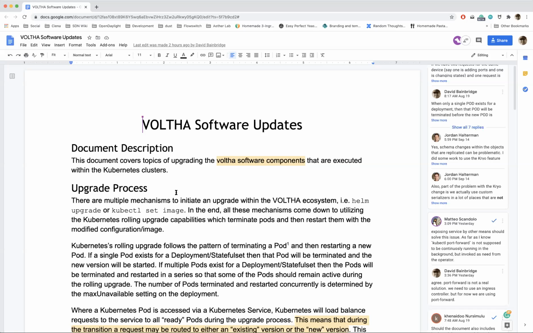Which says to me, honestly, that minor changes for vOLTHA, bug fixes and minor changes, can be done via rolling upgrade without a maintenance window. But a change from version 1 to version 2 to version 3, major changes where the protos have changed, will likely require a maintenance window.